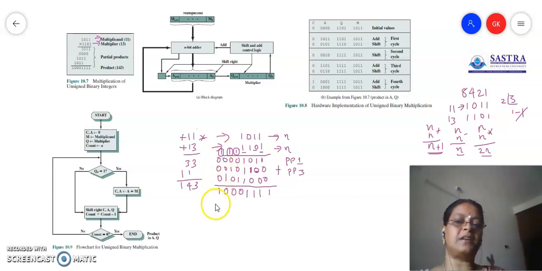So you will be getting the answer like this. So the answer will be 1 0 0 0 1 1 1 1. Now we have to find the decimal equivalent of this number to verify whether it is going to be 143. So how will you do it?